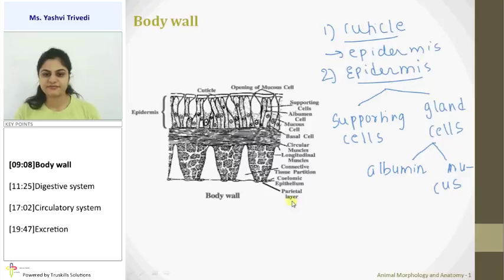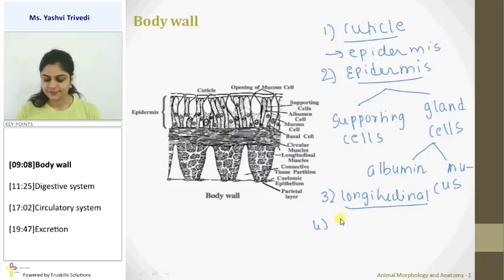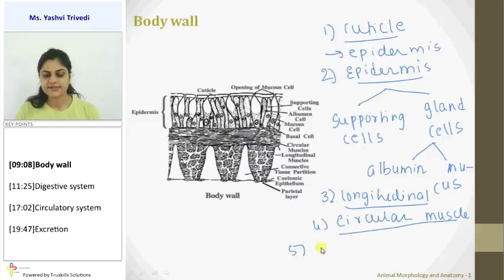Then comes the layer of muscle. Two layers of muscles are there. First is the longitudinal muscles, and next is the circular muscle, and the last layer is the parietal layer.